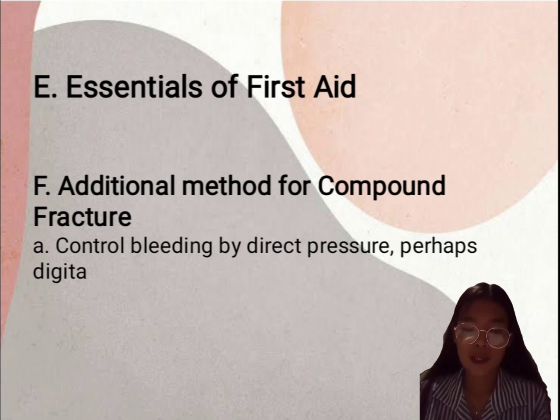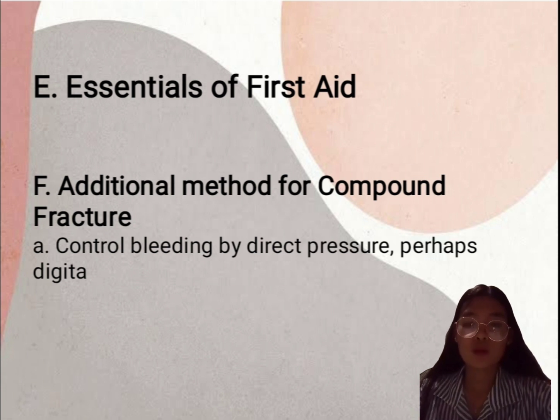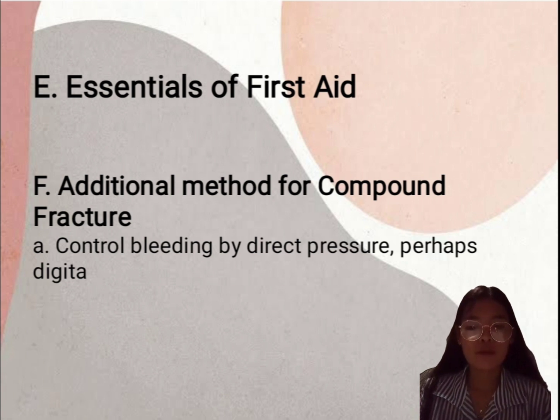So improvise splints. If splints are not at hand, good material for improvising should be soft. The first aider must very often improvise. So material for improvising should be good. Heavy, fence post, irregular. So before we proceed, let me show you a short video about the first aid of fractures and compound fractures.